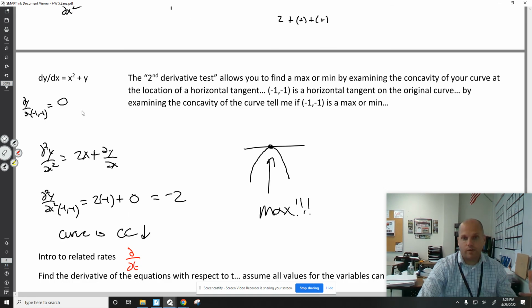The second derivative test. Okay? The second derivative test allows you to find a max or a min, and this is on the quiz 5.2. It allows you to find a max or min by examining the concavity of your curve at the location of a horizontal tangent. -1 is a horizontal tangent on the original curve. By examining the concavity of the curve, tell me if -1 is a max or min.